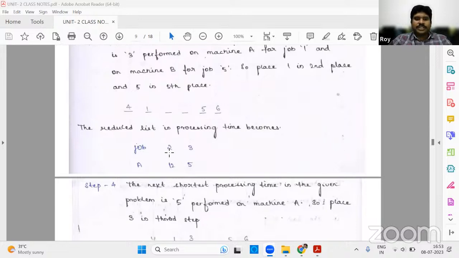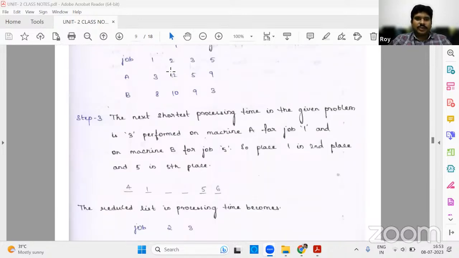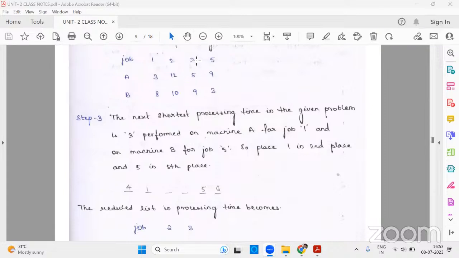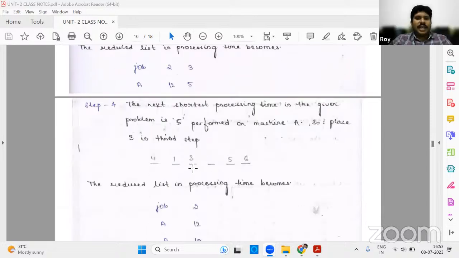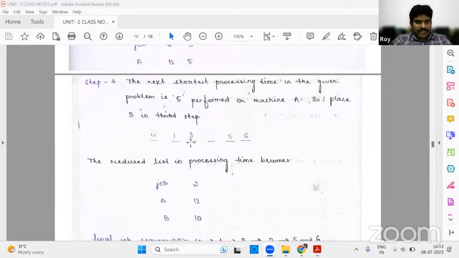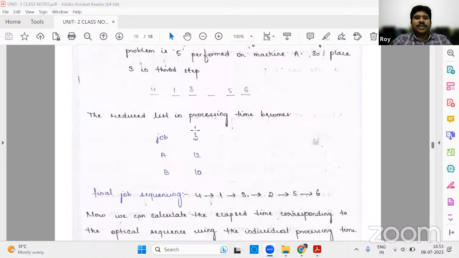We have only 2 missions left, mission 2 and mission 3. For mission 2 and mission 3, what do we have? 12, 5, 10, 9. And this 5 is the least one. 5 belongs to mission A, and the corresponding job 3 will come in the first place. After placing the 3, we have only 1 mission. This 2 will come and 2 will come here. Simple. You got it? How to write it in the sequencing order?